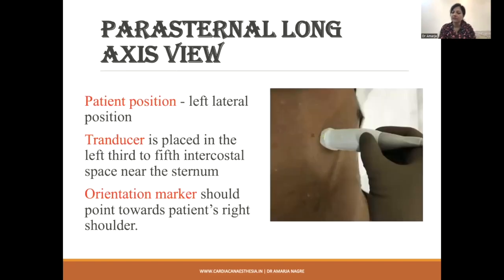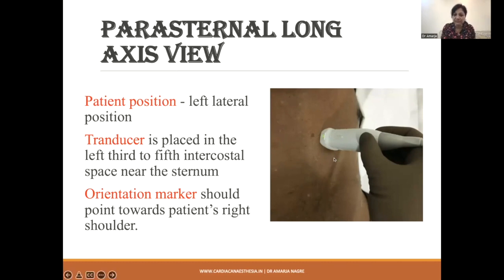Now let us start with the first view, that is the parasternal long axis view. Now how do we position for this? Patient position has to be left lateral position. Usually you see in the echocardiography room, if you have seen, the patient is always positioned in the left lateral manner. That is because the heart falls on the left side near to the chest wall. The probe is on the chest wall, anteriorly placed, and the heart falls, so it comes closer to the chest wall. That is the idea, and you get better views.